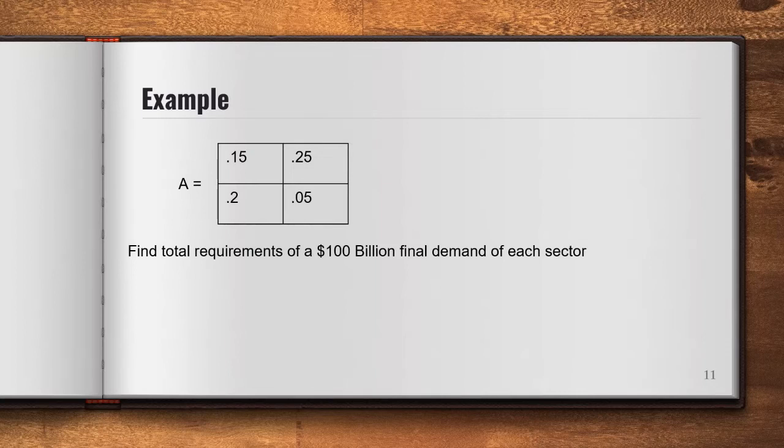The final demand was basically Y, right? This was Y. It is given that the final demand is $100 billion of each sector. So we need to find the total requirements, meaning what total output of each sector is necessary to satisfy these final demands. So how do we do this?